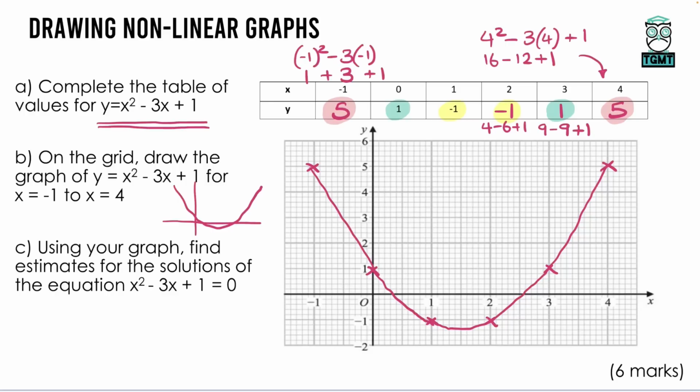If one of the points is out of place and it doesn't make a nice U-curve, it does mean you've got one of those points incorrect. So do go back, check, see if you can fix that particular point so it makes that nice smooth curve.